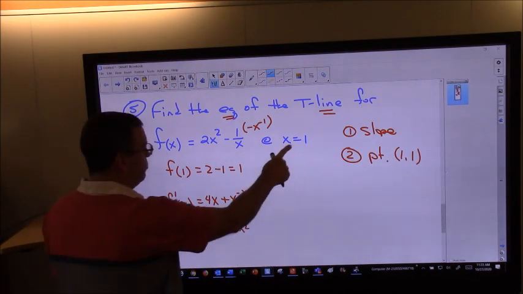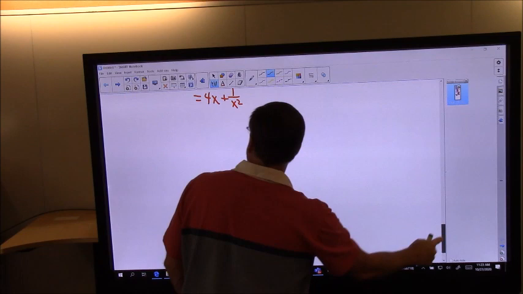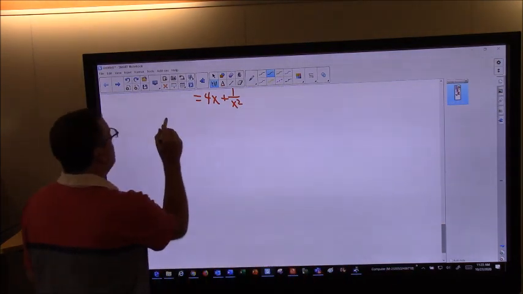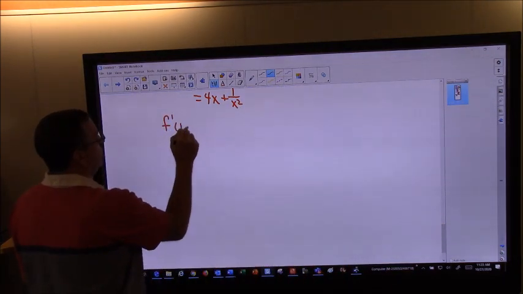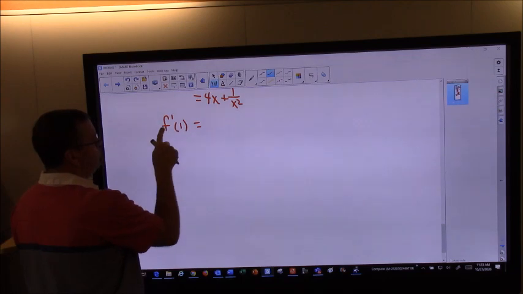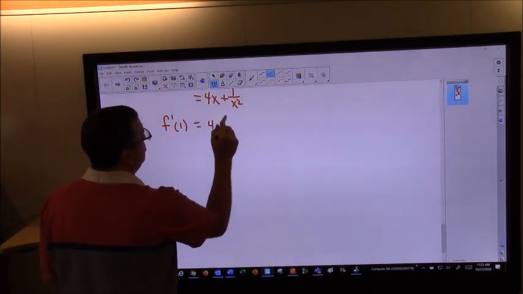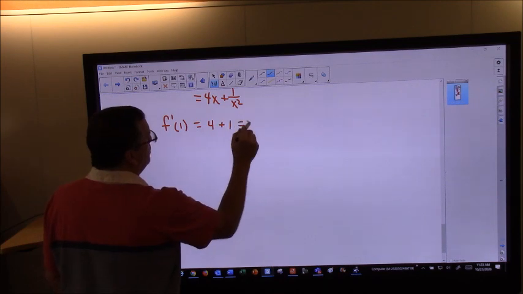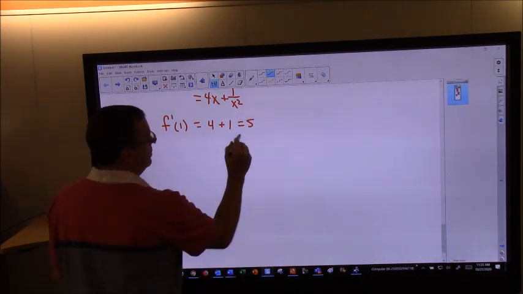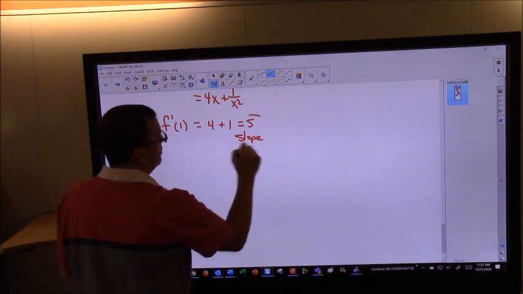So now what's the derivative at 1? So f prime of 1 means I'm plugging 1 into the derivative. I get 4 plus 1 over 1, that's 5. There's my slope.